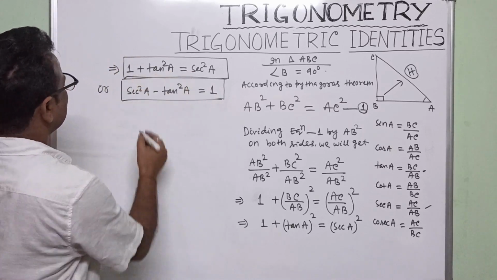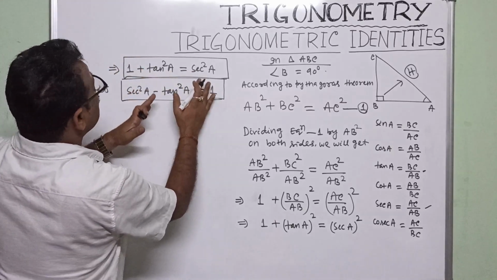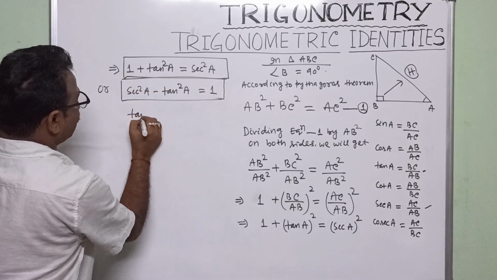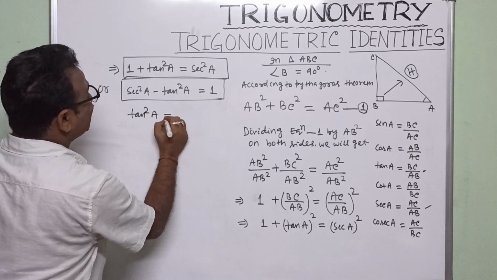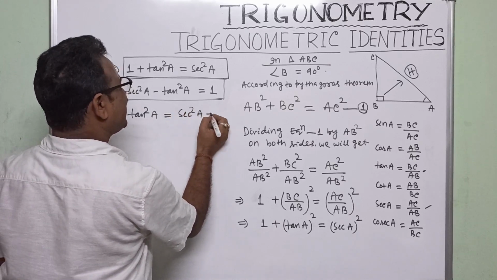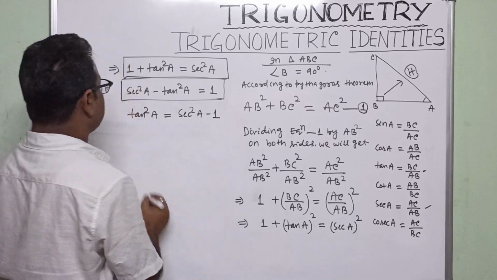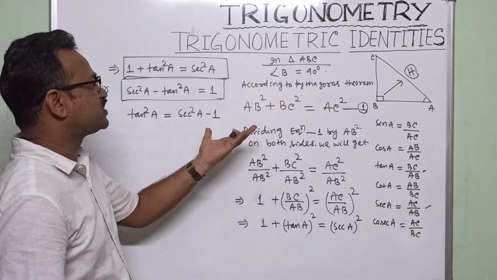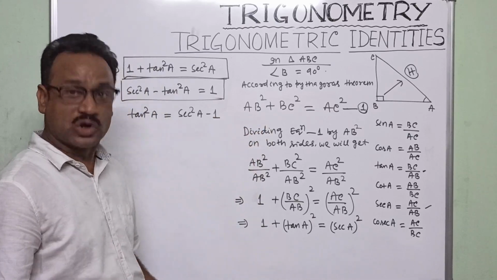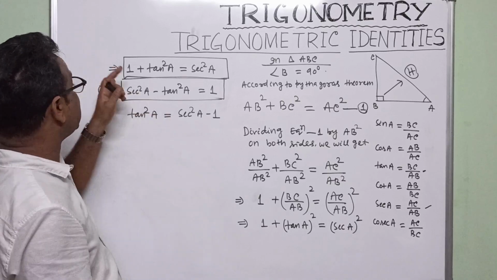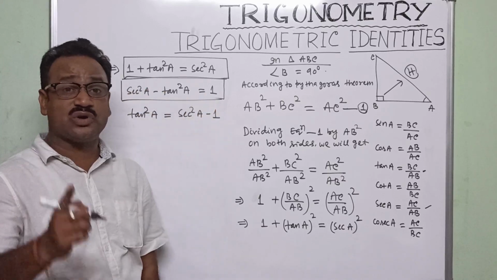So here is the other formula. How to find out sec square A? It is 1 plus tan square A. Now tan square A is equal to how much? Sec square A minus 1. So we have taken angle A; sometimes we take angle theta also. So this is the second identity: sec square A minus tan square A is equal to 1.